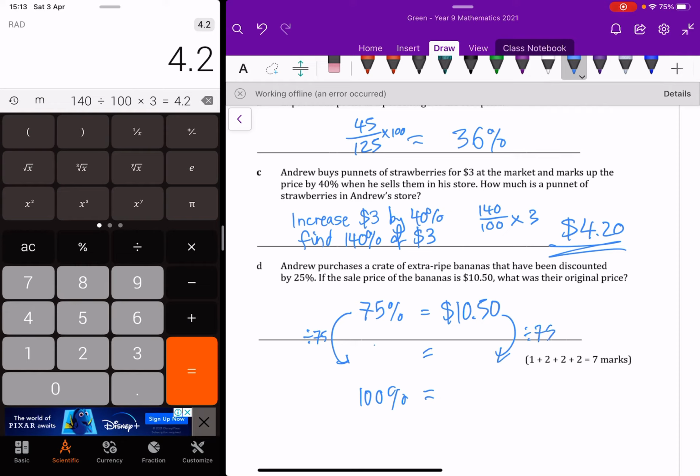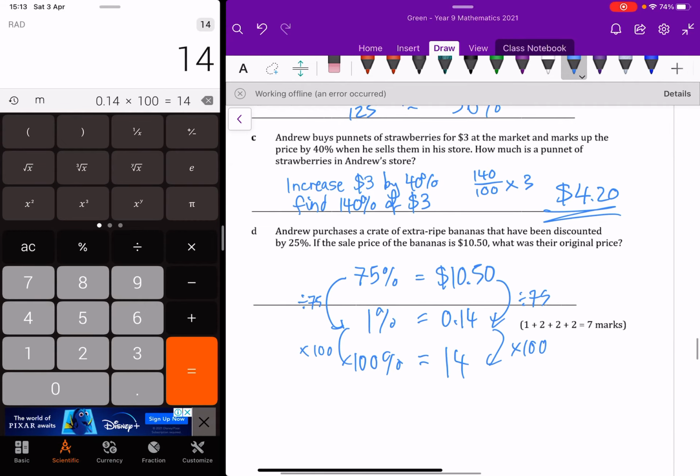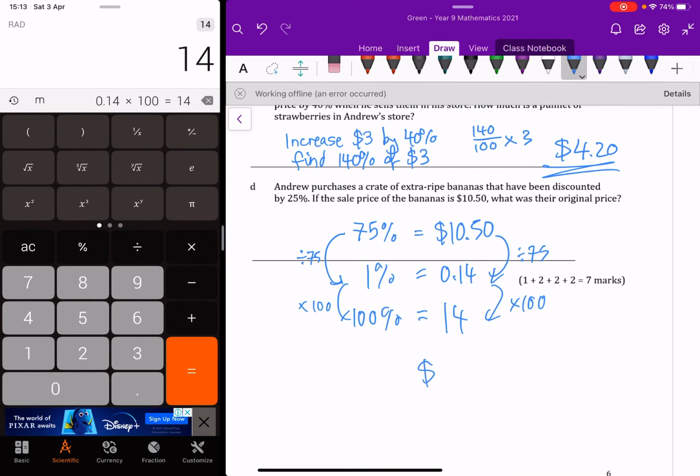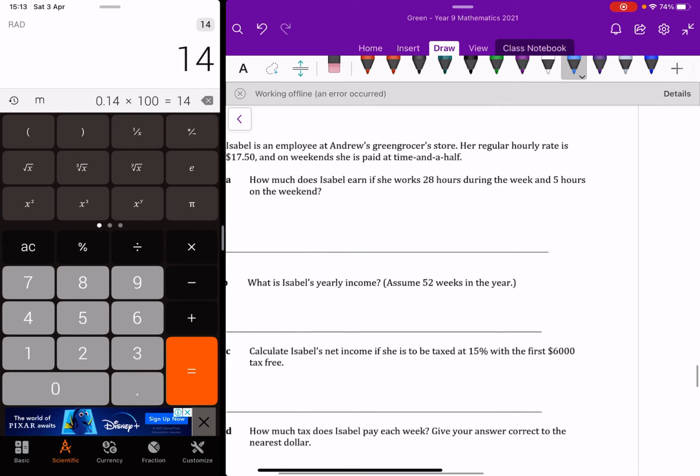And this will give me 1% is equal to, so $10.50 divided by 75 is equal to 14 cents. Okay? And then I'm going to times it by 100 to get to my answer, which is $14. Again, look at that. It was $14. Andrew, the savvy shopper that he is, got them for $10.50 because they're a bit ripe.